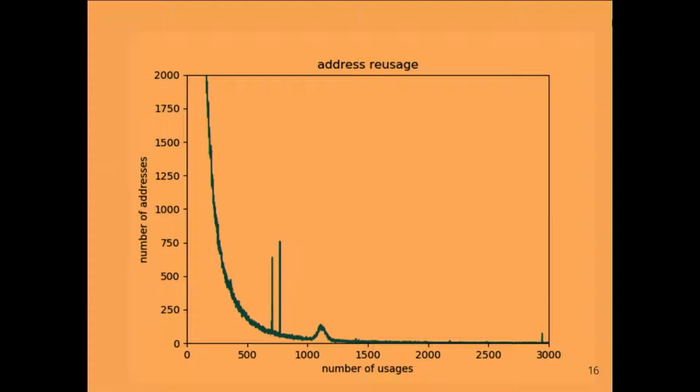What about this here, the slope here? It goes up like some million reusages. It's like some million addresses that are reused quite a small number of times.